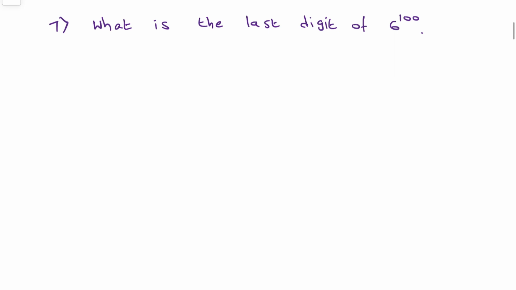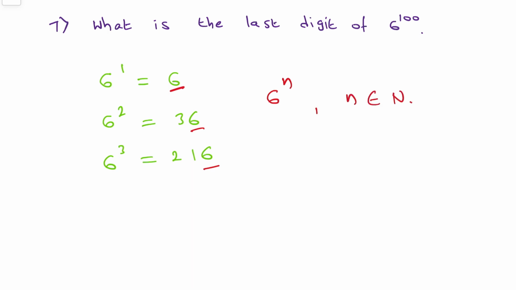Next, moving to question number 7. What is the last digit of 6 power 100? 6 power 1 is 6. 6 power 2 is 36. 6 power 3 is 216. If we observe clearly the last digit, 6 power 1 last digit is 6, 6 power 2 last digit is 6, 6 power 3 last digit also 6 only. So always 6 power n will end with the digit 6 only, where n belongs to natural numbers, because we are substituting for 6 power 1 onward.